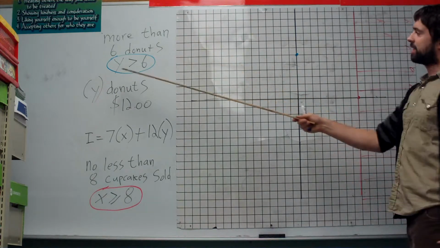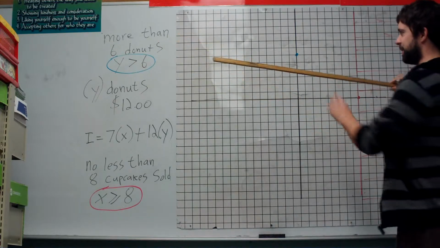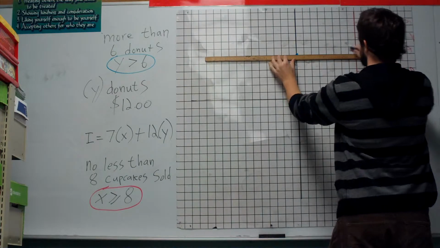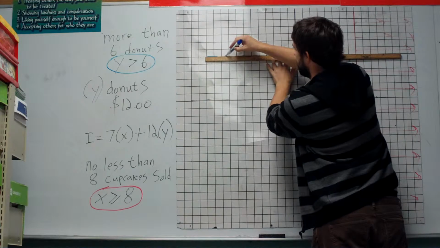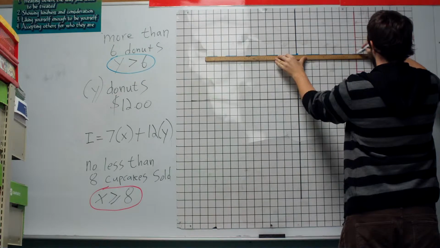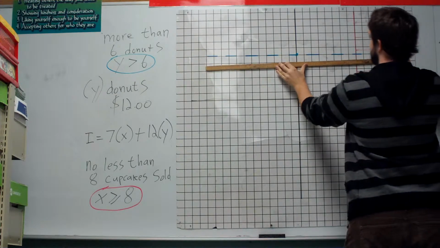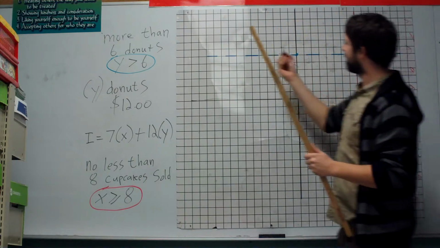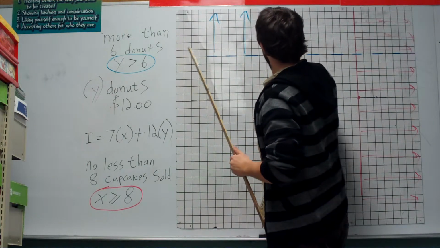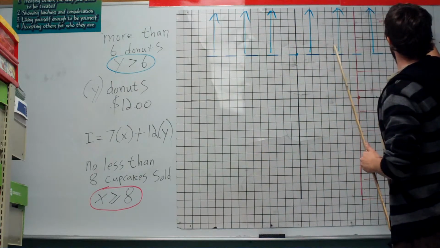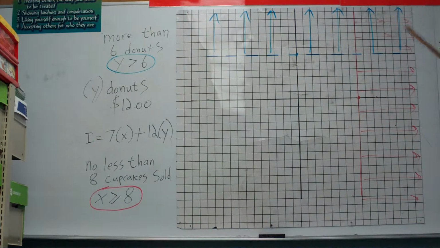Now, this time y is greater than 6. So the value 6 isn't included in our solution, or in this constraint. So we use a dashed line. Oh, the blue is nice and bright. Dashed line means that the value 6 is not part of our constraint, but everything greater than 6 is. So our arrows will go up. The arrows representing all the values greater than 6.